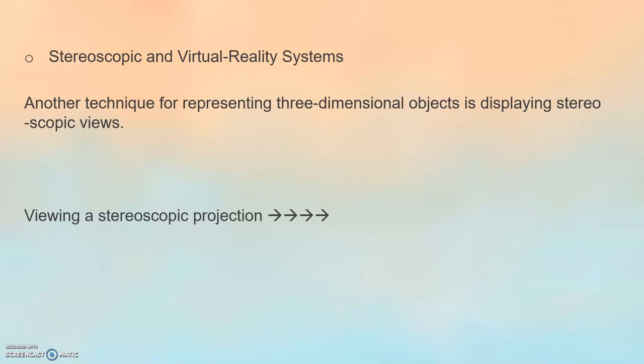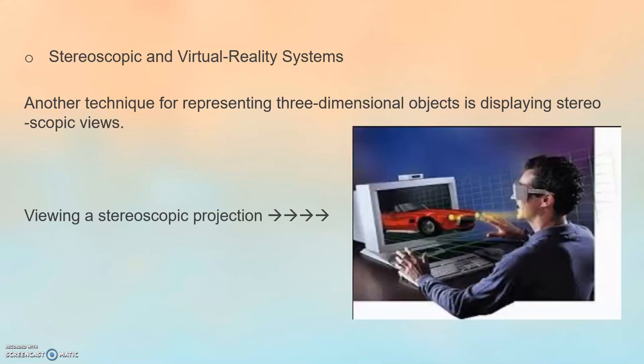Let's see a stereoscopic projection. It is how it looks like. We'll be looking with two different eyes, that is left and right. But when we simultaneously look with the left eye and with the right eye, these two views merge into a single image. Okay. This is how stereoscopic projection works.